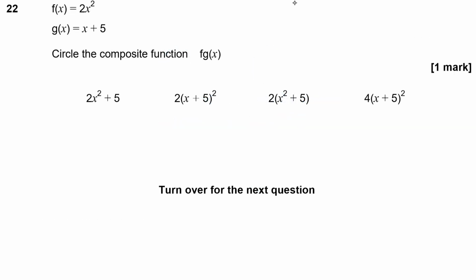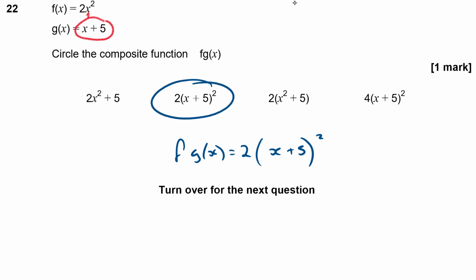Question 22. f of x equals 2x squared and g of x equals x plus 5. Circle the composite function fg of x. So that's where we're taking g of x and substituting it into f of x. So we're going to rewrite this where we see the x above. So fg of x is going to be 2 lots of x plus 5 all squared. So it's that one there.